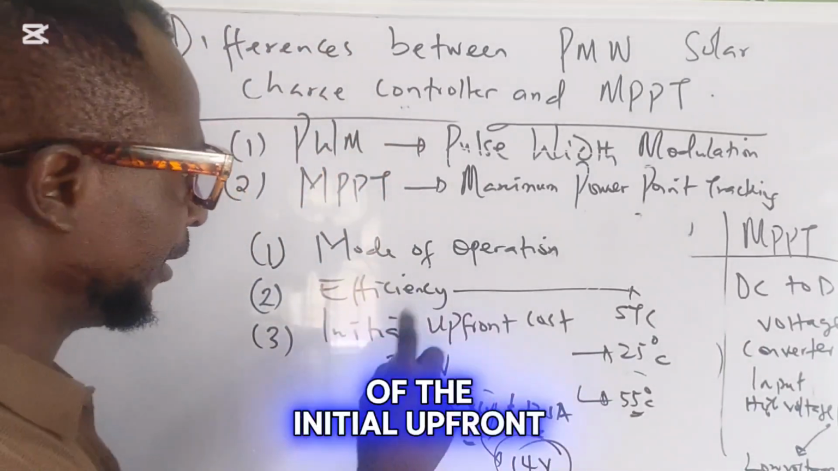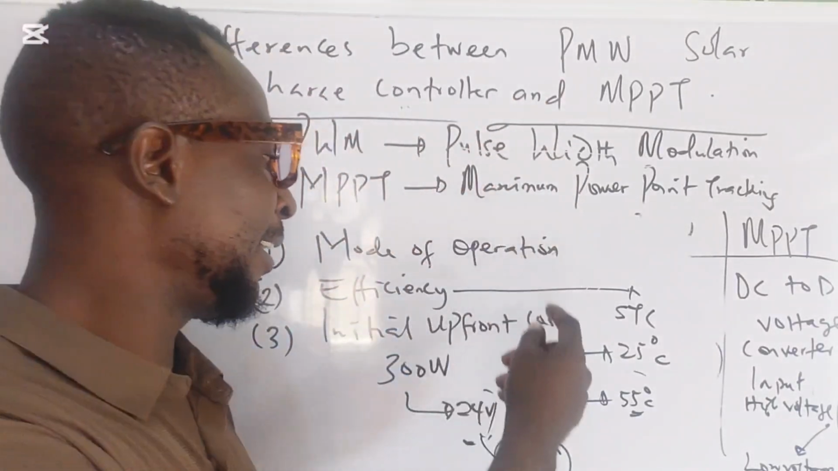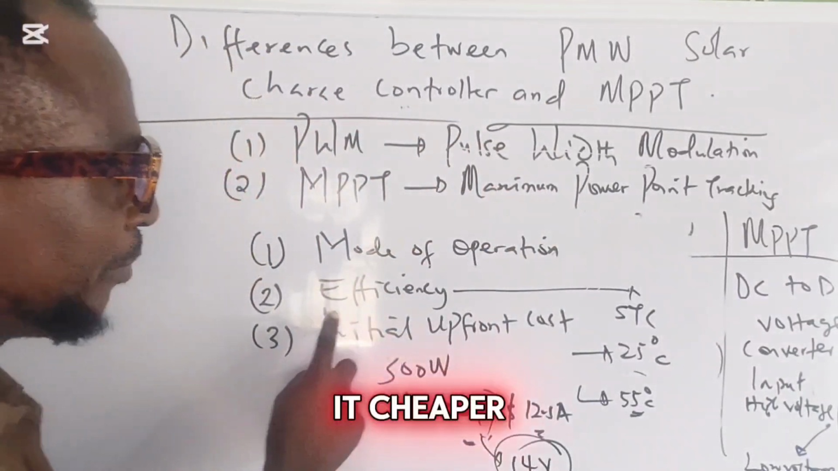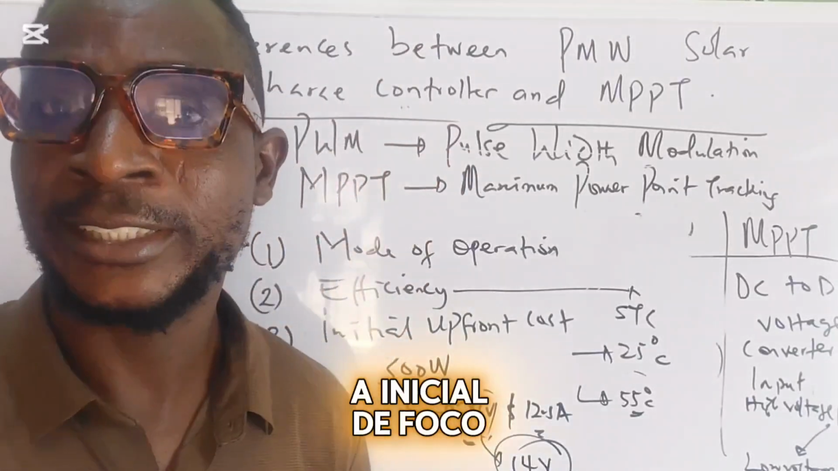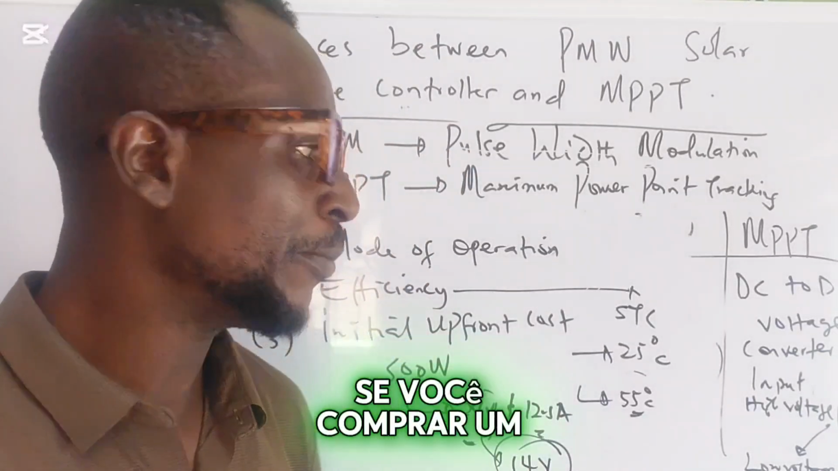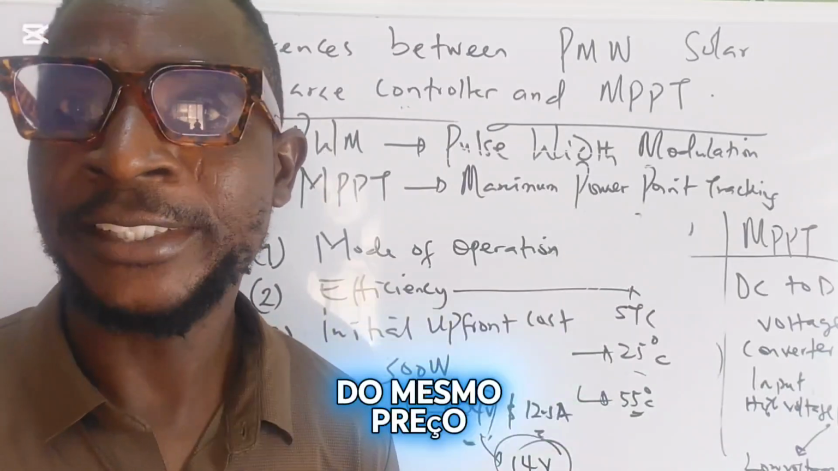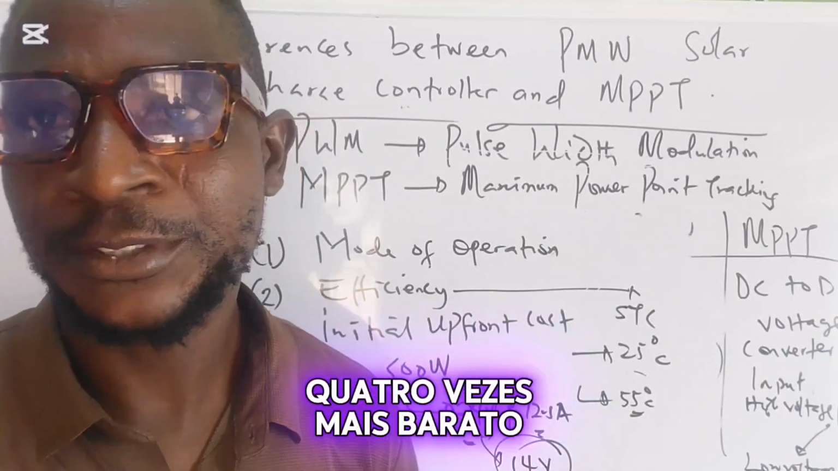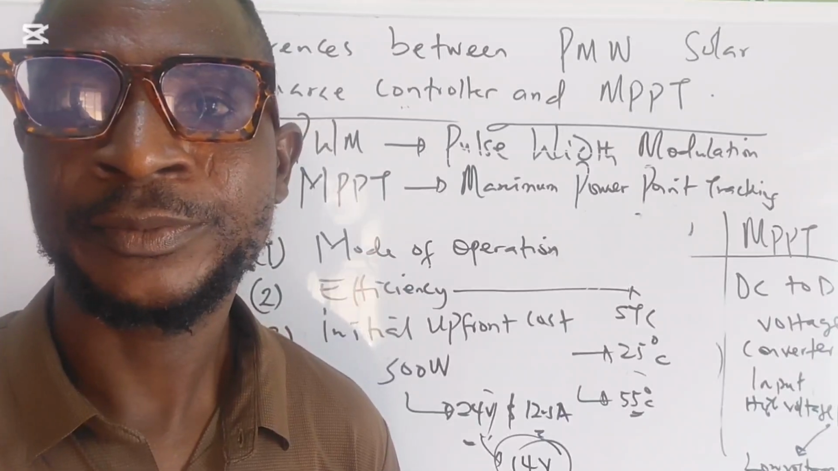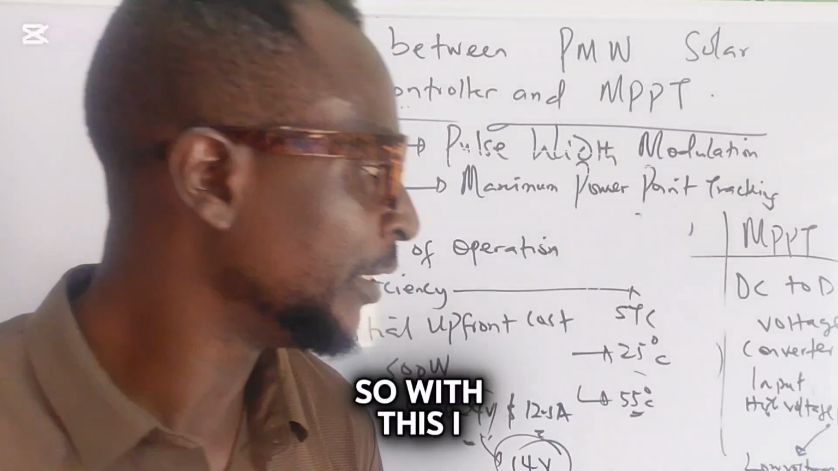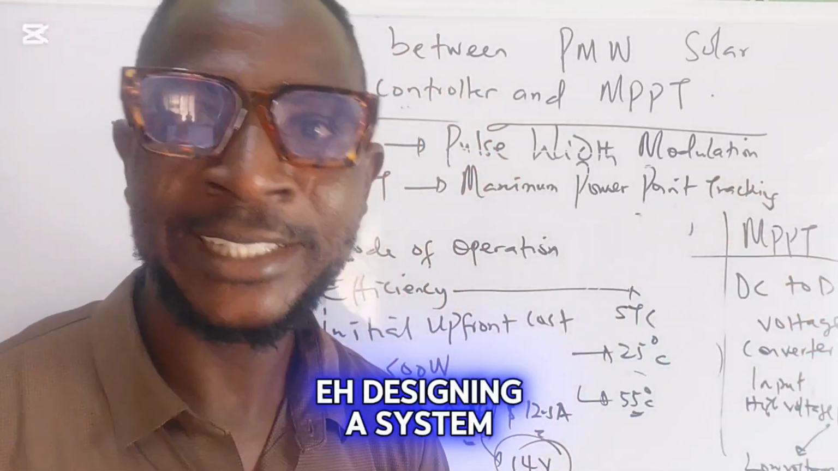Then we now talk of the initial upfront cost. Of course, we know the PWM is cheaper. The initial upfront cost is cheaper. The price of one MPPT charge controller can buy a PWM charge controller of the same rating four times over. So with this, I don't think you will have any issue designing a system.